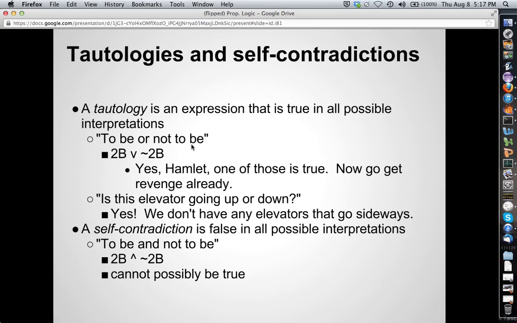Okay, Hamlet, yeah, one of those is true. Now, go get your revenge and get this 4-hour-long, 5-act play over with already.